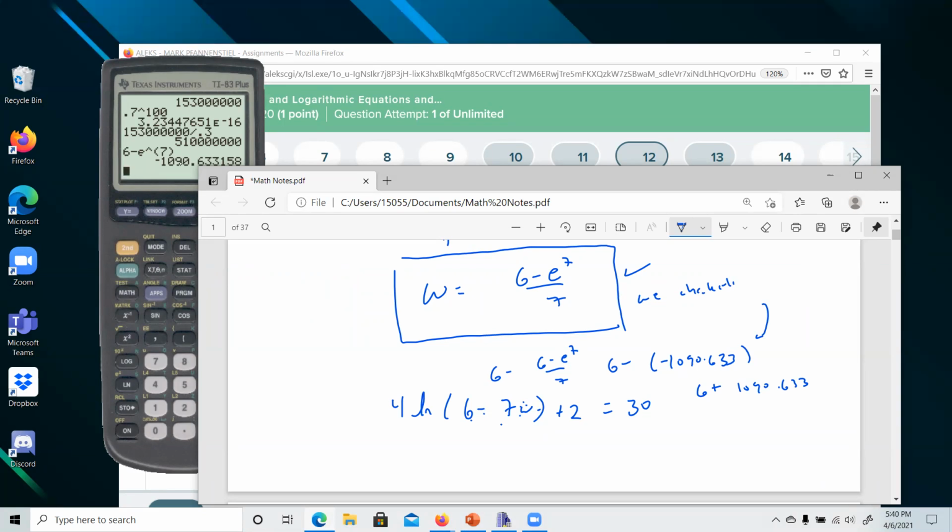Okay, so an important last step that we're going to deal with is we're going to check our answer to make sure it works, because you can get extraneous solutions here, and you want to make sure that you're not picking ones that don't work. So you have to check.